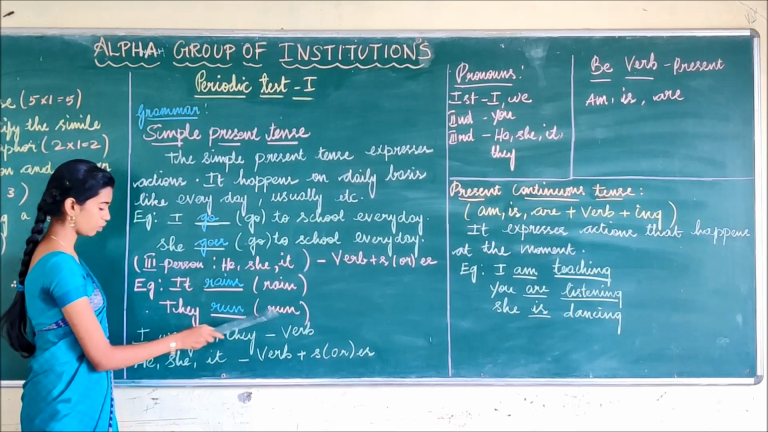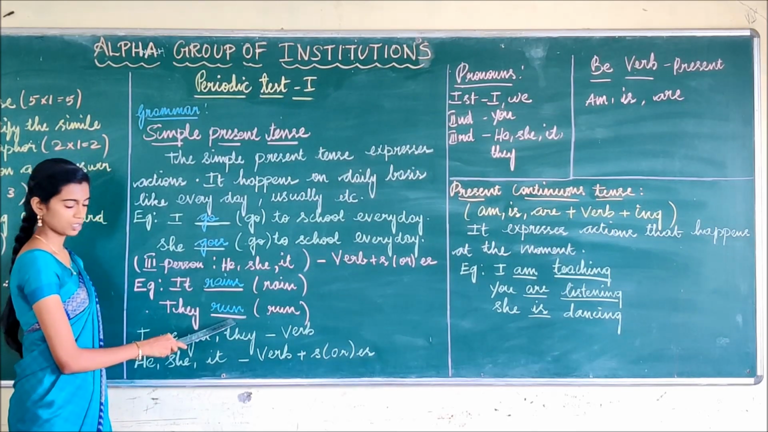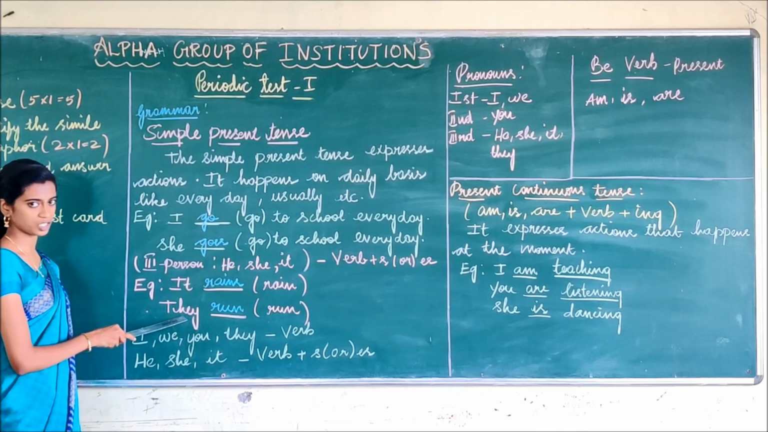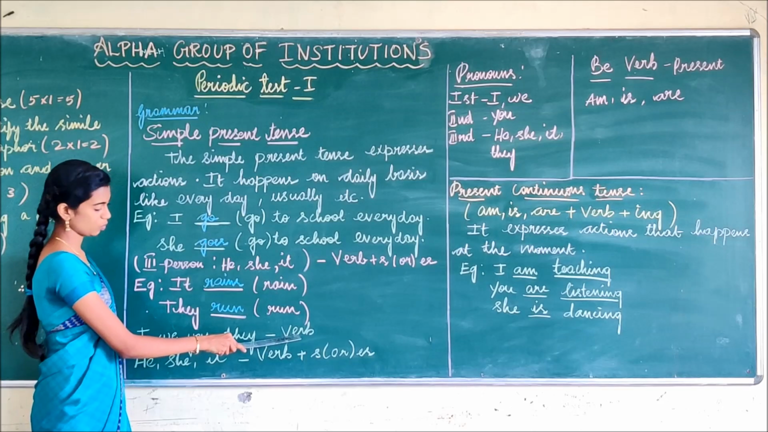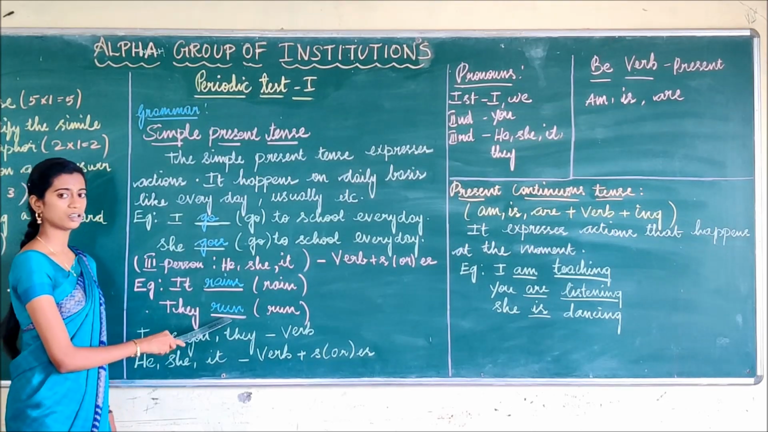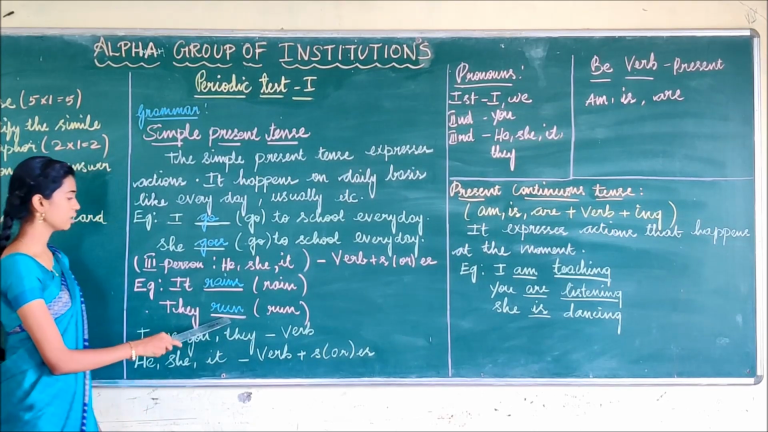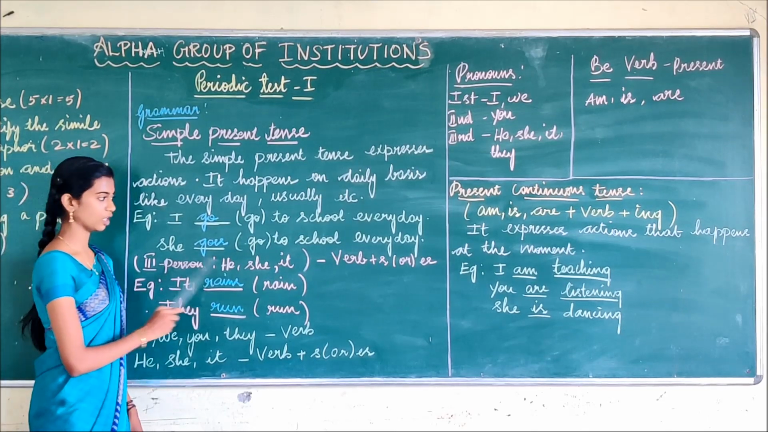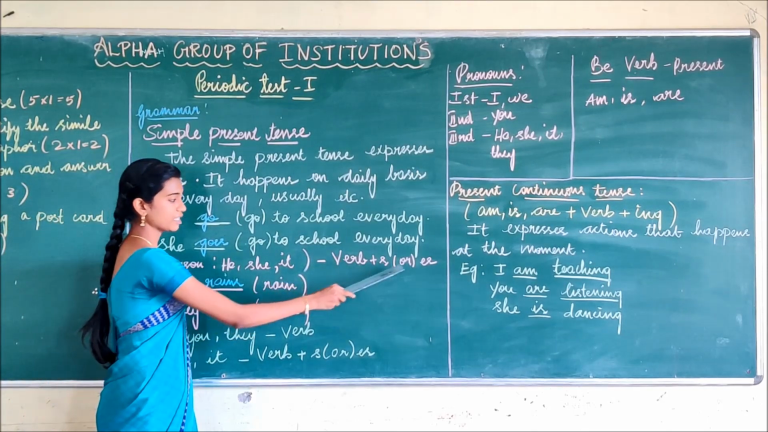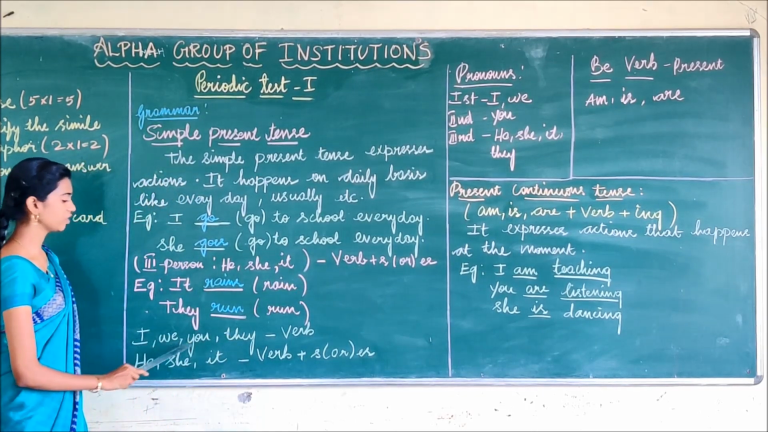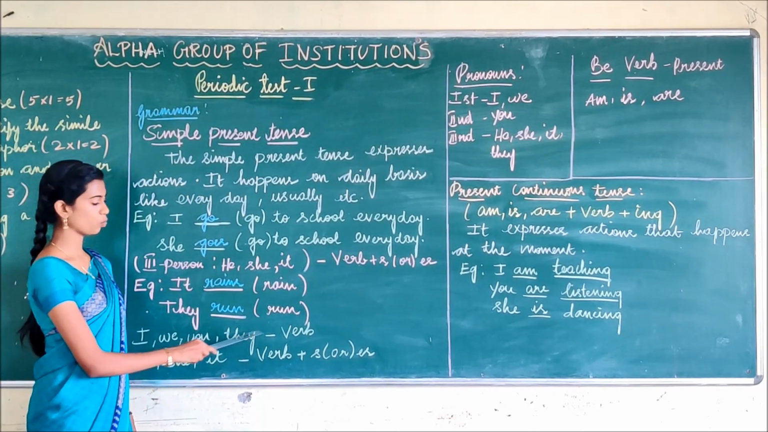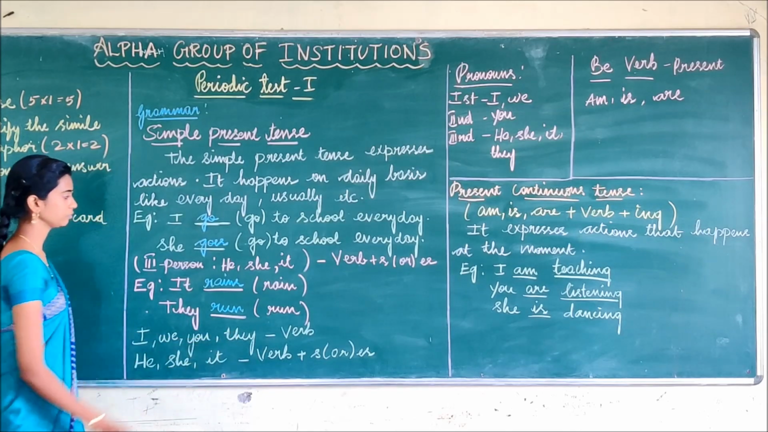They dash run. So run is the verb. They run. So this is not the third person singular. So for I, we, you, they, you have to write only the verb. So I have written they run. Is it clear, students? For only third person singular, you have to add s or es to the verb. For the other pronouns I, we, you, they, you have to write only the verb.